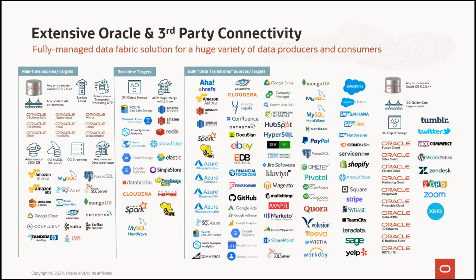So OCI Golden Gate obviously has a real-time and batch data integration data fabric, and offers both, I would say, a lot of source connectors and target connectors. And you can see some of them on the list here. On the left-hand side of my screen, you have the real-time data sources and data targets that you can use with data replication and streaming analytics deployments.